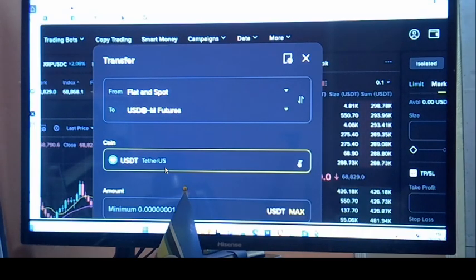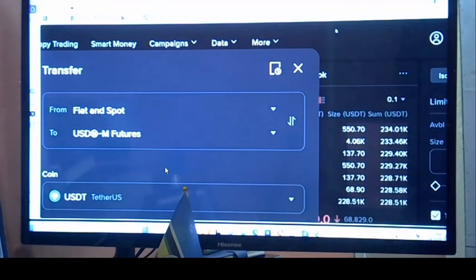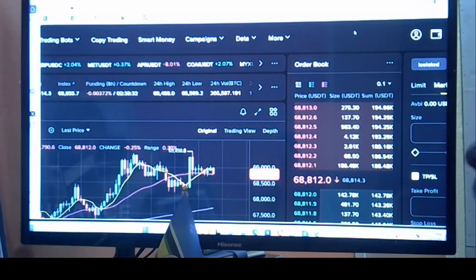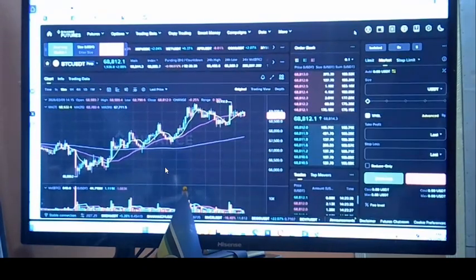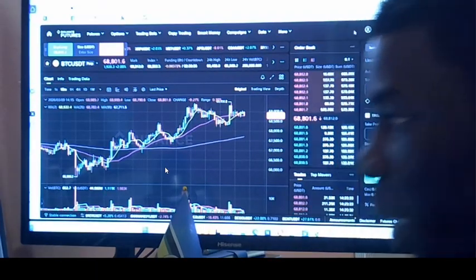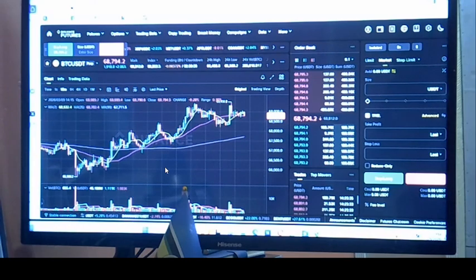Then the margin I'm using is USDT. As you can see, I'm using a margin which is USDT, the one you can see there. This is the margin I'm using, and it is a single margin mode. So, to go back to the topic, how do we go about backtesting? Let's go back to TradingView.